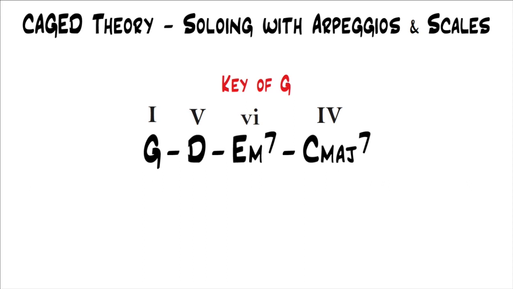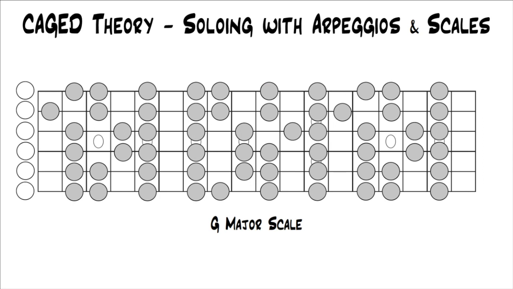So if you were to come across this chord progression and you wanted to solo over it, you could use the G major scale. All these notes that are in the G major scale, which I have shown on the screen right now, work over those chords, because all of those chords come straight out of the G major scale.